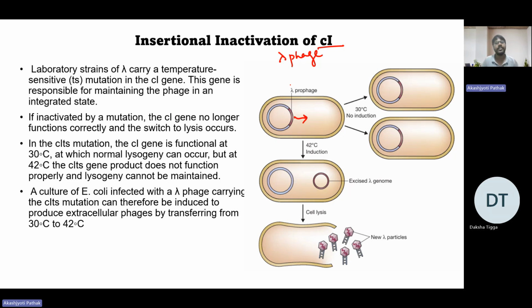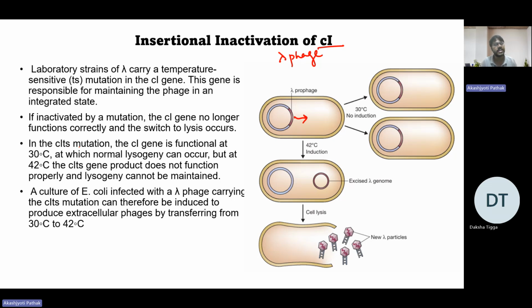Okay, and if it is no longer active, then what will happen? Then it will switch to lysis state. Then it will get excised from the host genome, and then this lysis occurs. Now, in this CI, there is another mutation, which is the CI temperature sensitive mutation.